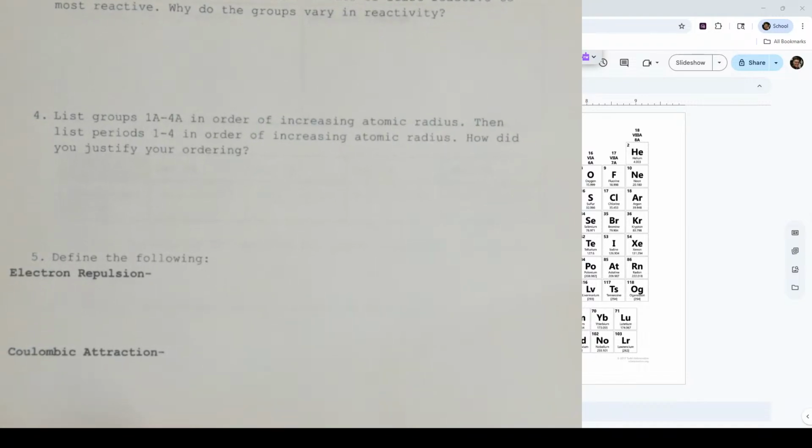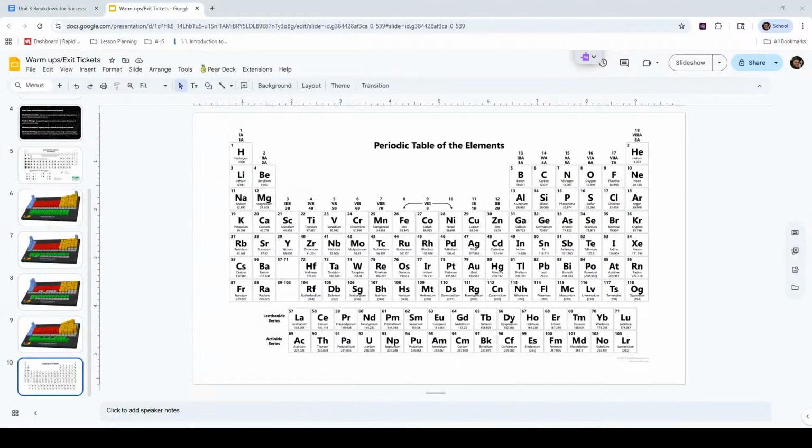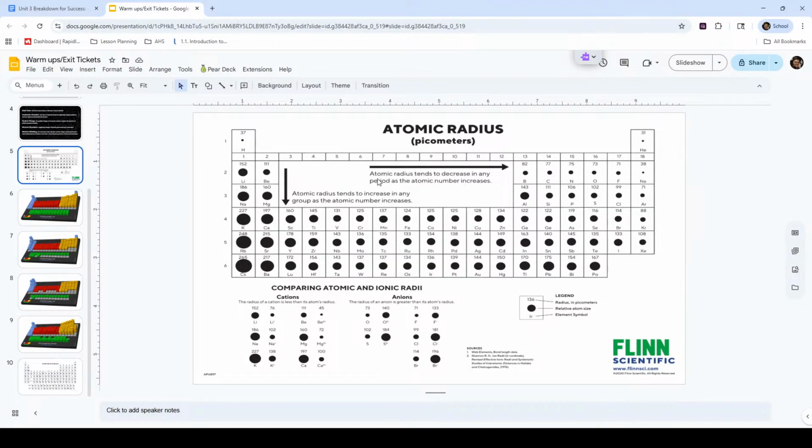All right. List groups 1 through 4A in order of increasing atomic radius. List periods 1 through 4 in order of increasing atomic radius. I feel like we've already answered this question by showing the atomic radius chart so much. But I can show it one more time. Groups 1 through 4, 1A through 4A.